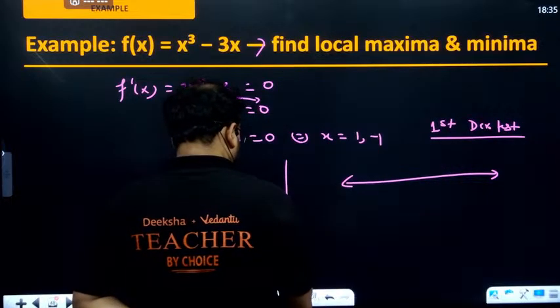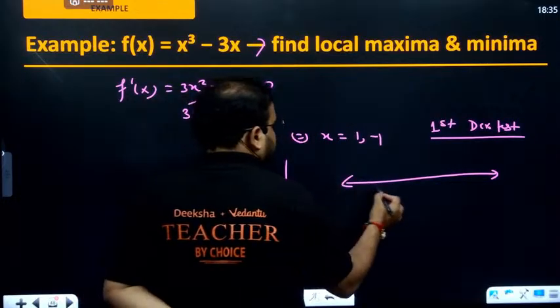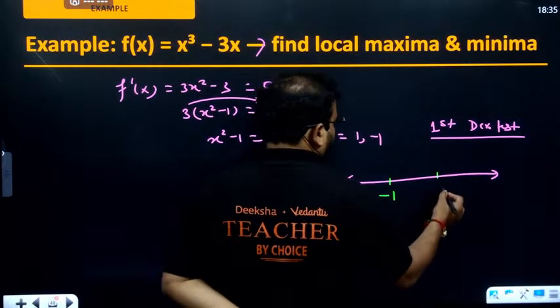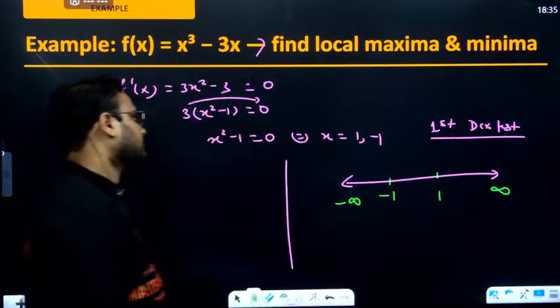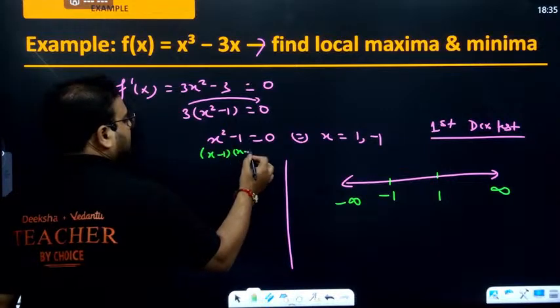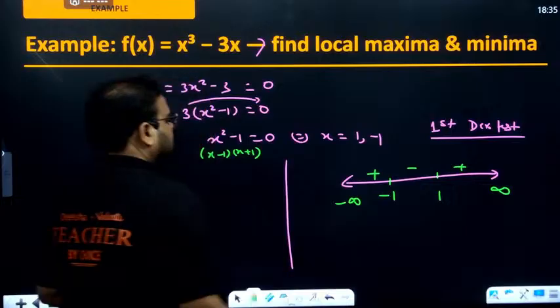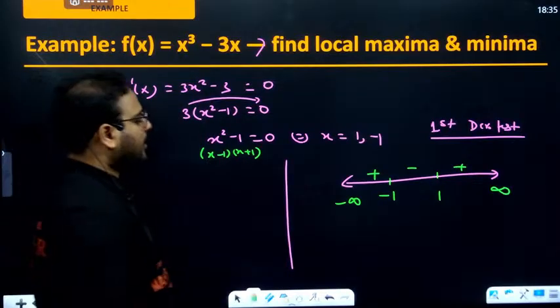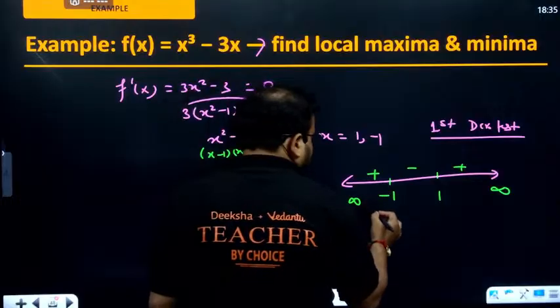Let's plot the points. We have minus 1 and 1, and this is negative infinity. Look, the factors will be x minus 1 and x plus 1, so the coefficient is positive everywhere. So plus, minus, and plus. This is plus, this is also plus. Now I want to check the sign change.